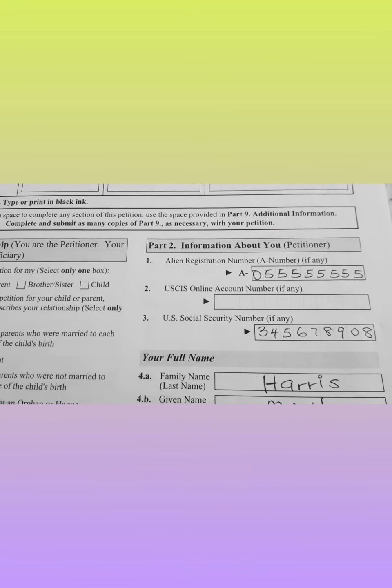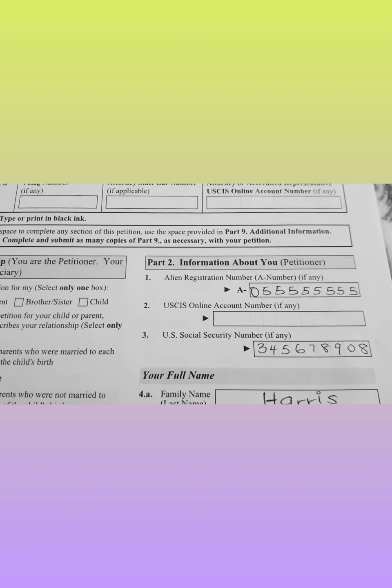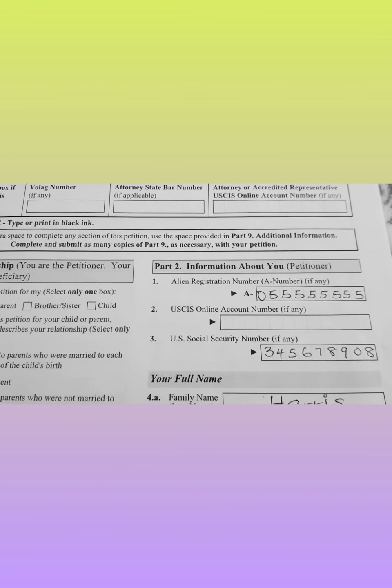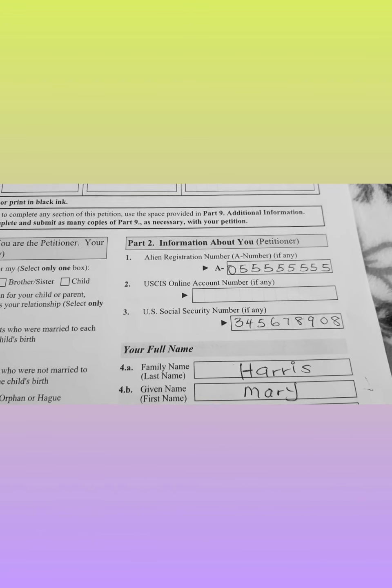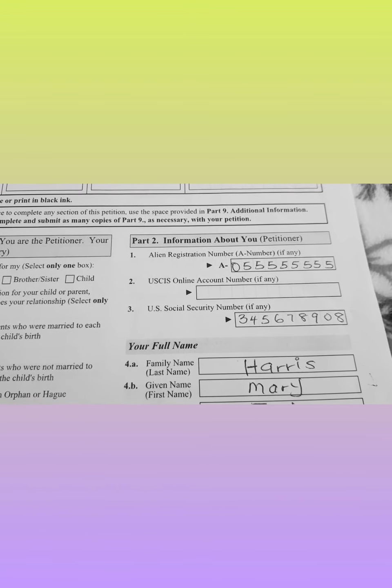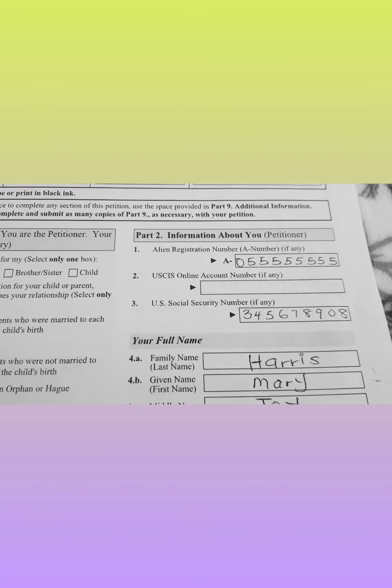Part 2 says information about you. That's the petitioner. Number 1 says alien registration number. That's your A number, if any. So the A number, we put it right there. Number 2 says USCIS online account number, if any. So they don't have one. Number 3 says US Social Security number, if any. So we put it right there. You have to put your Social Security number in the box below.